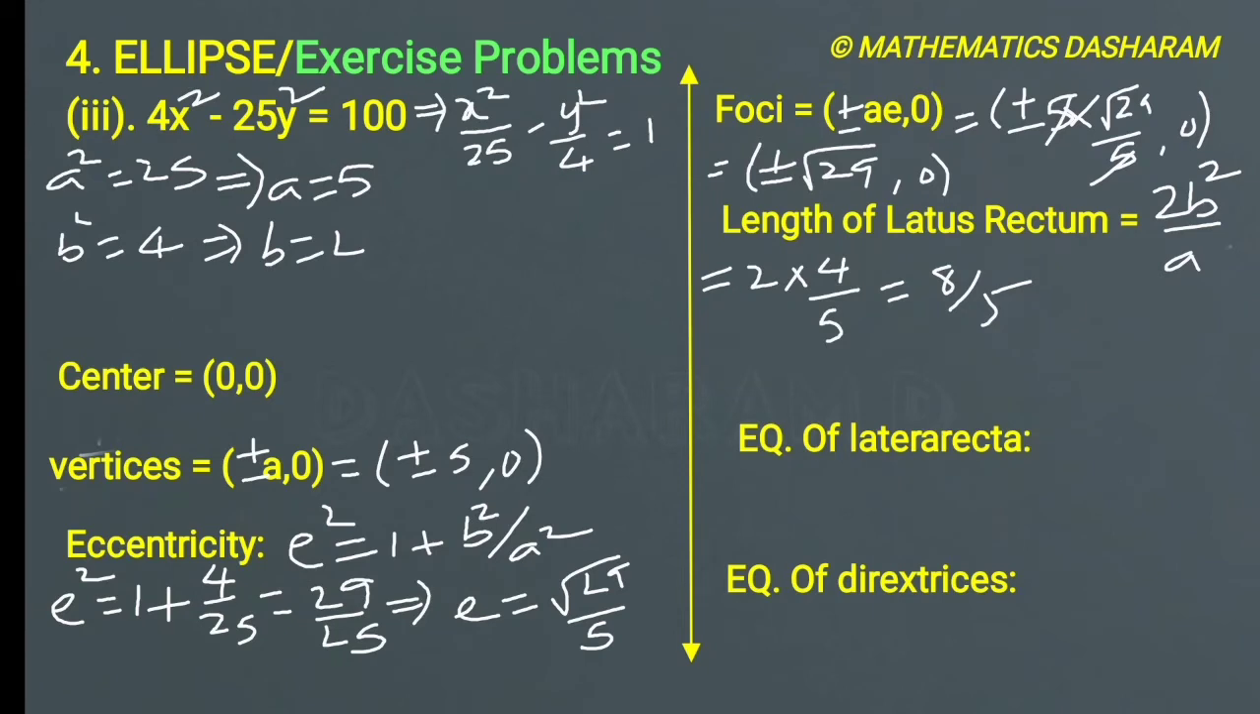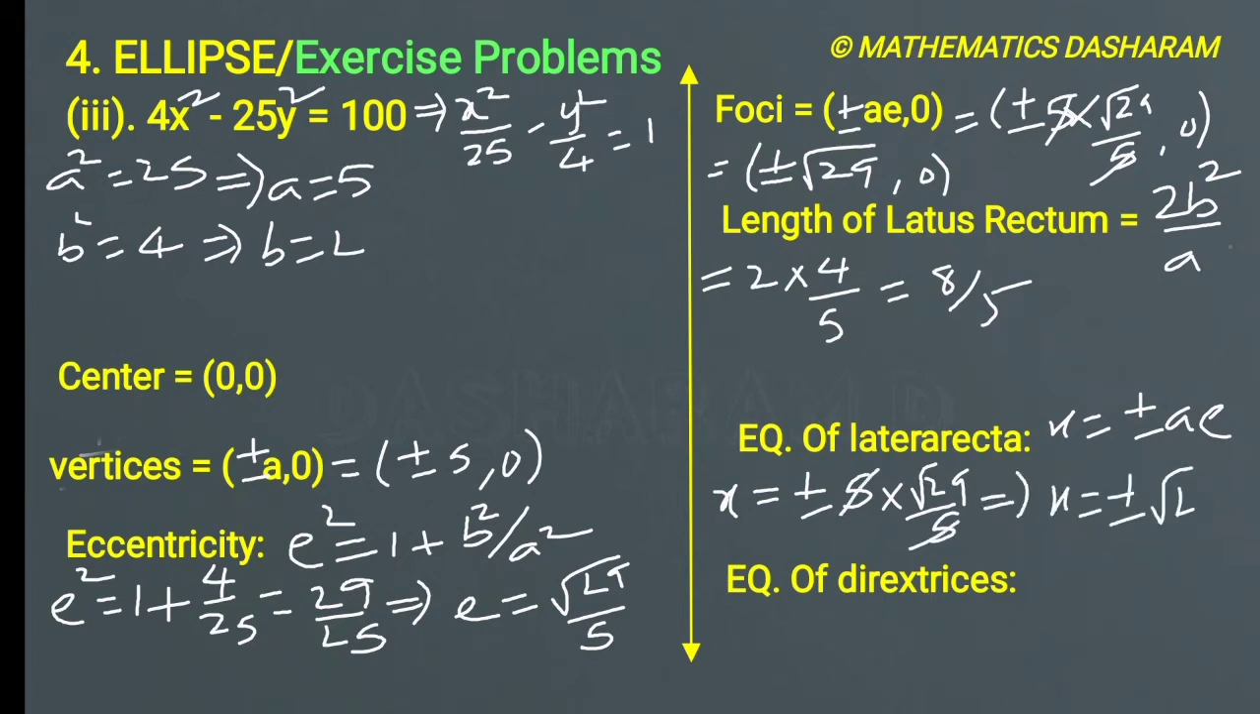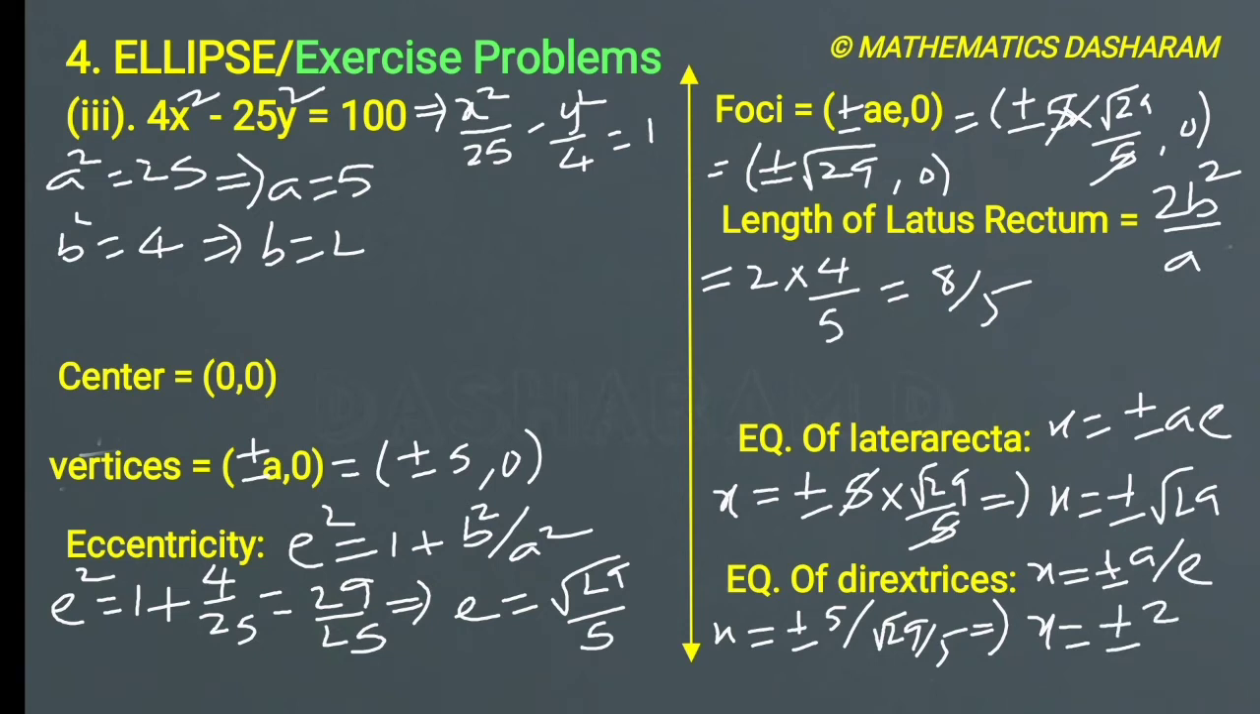Equation of latus recta, that is x equals plus or minus a into e. So x equals plus or minus a value 5, e value is root 29 divided by 5, 5 cancel, then x equals plus or minus root 29. Equation of directrix, that is x equals plus or minus a by e. So x equals plus or minus a value 5 divided by e value, that is root 29 divided by 5. Then 5 5s are 25, so x equals plus or minus 25 by root 29.